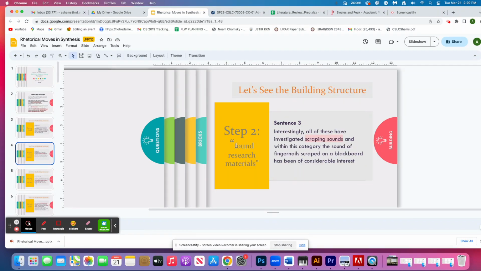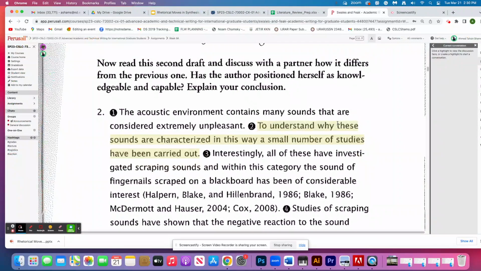The next step is what research materials the writer has found, and based on that, how this particular literature review or essay is organized. So how he or she is organizing the found research materials. We find this particular step in sentence 3. If you look in sentence 3, interestingly, all of these have investigated scraping sounds. And within this category, the sound of fingernails scraped on a blackboard has been of considerable interest.